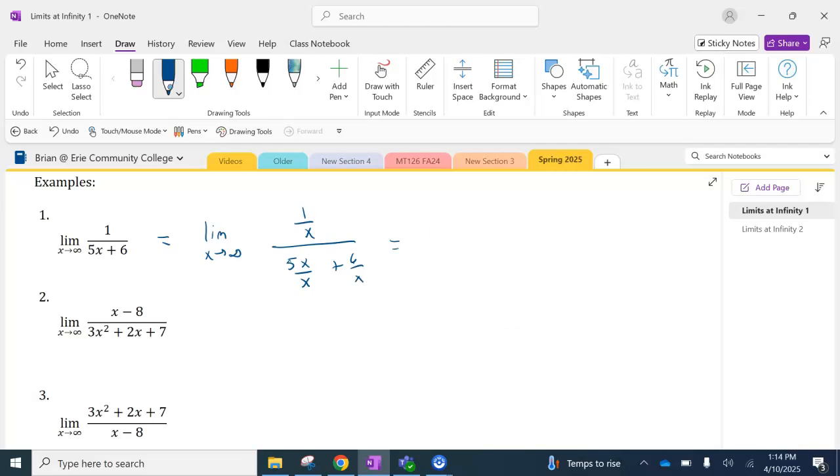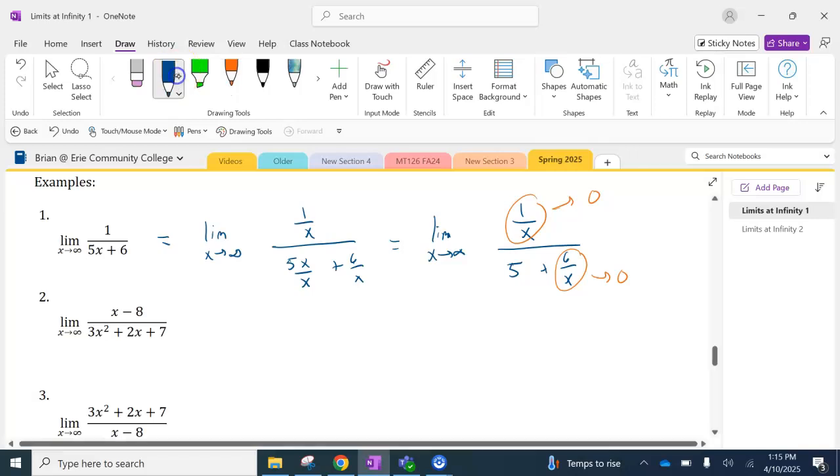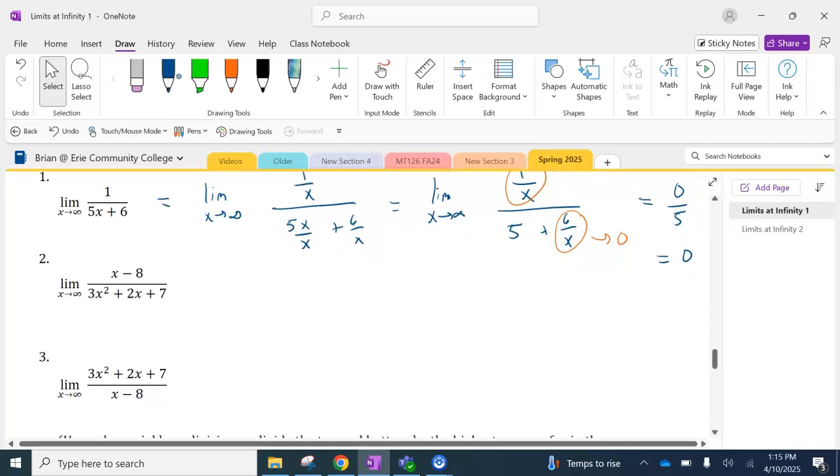All right, simplifying that just briefly here, while 1 over x we can't do much with, the x's will cancel in the first term in the denominator just to give us 5 plus 6 over x. And then we're going to use our properties of limits. We know 1 over x is going to approach 0, and 6 over x are going to approach 0 as x approaches infinity, and therefore this overall limit will equal 0 over 5, which is 0. Okay, so in this case, the limit is 0. Probably not too surprising here.